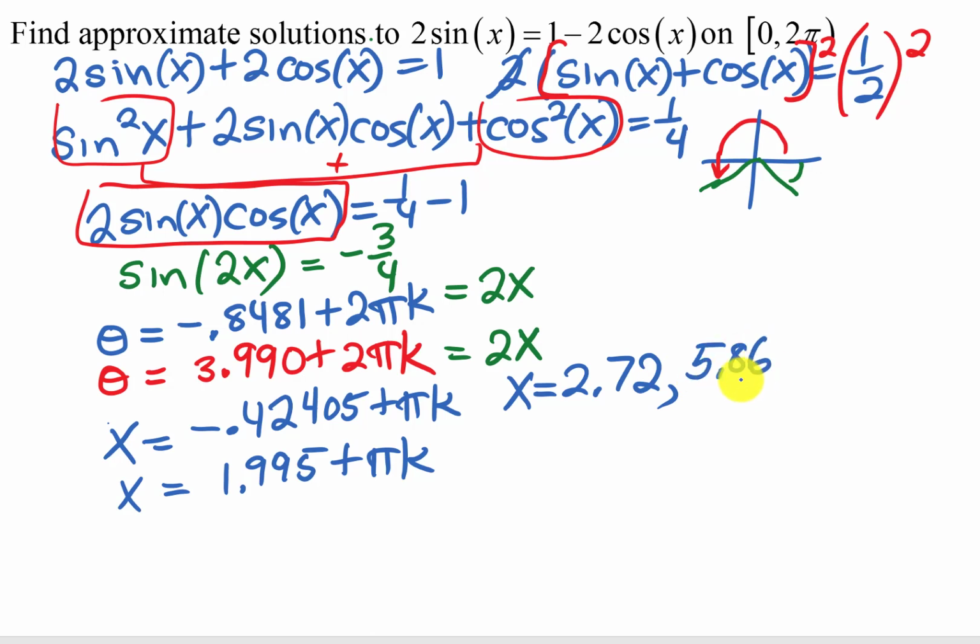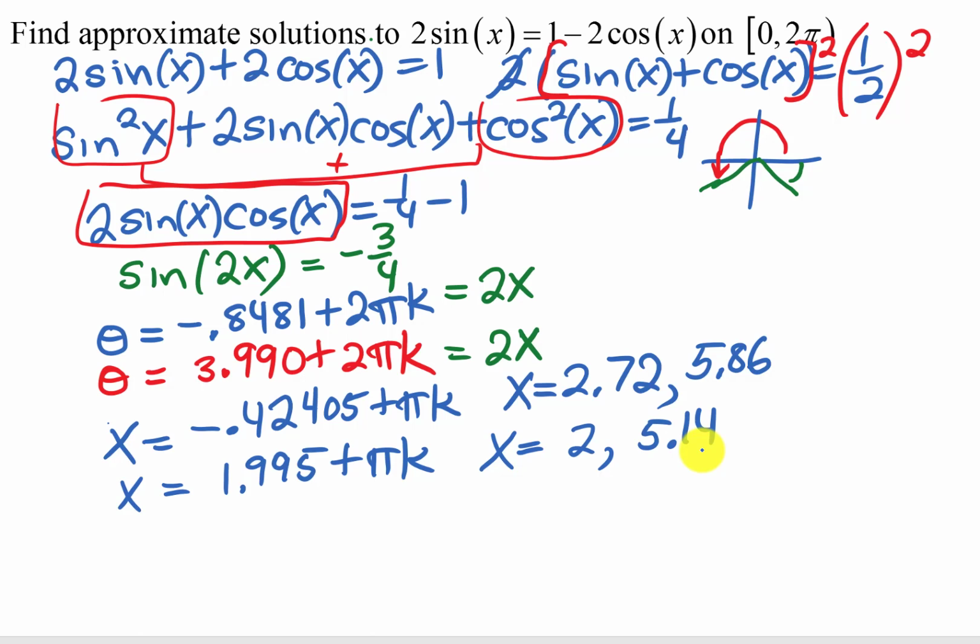So this one is 5.86. And now from this other angle, if I round it to 2 decimal places, that's going to be 2. And then I'm going to add pi to that, so that's going to be 5.14. So we have 4 possible solutions to this trig equation.